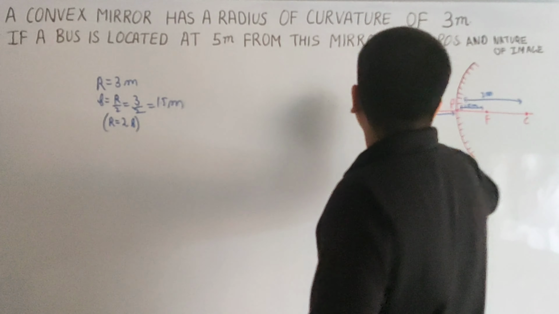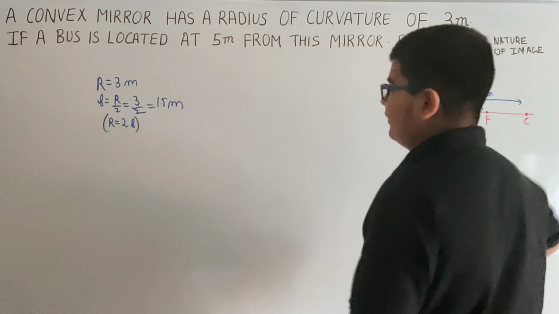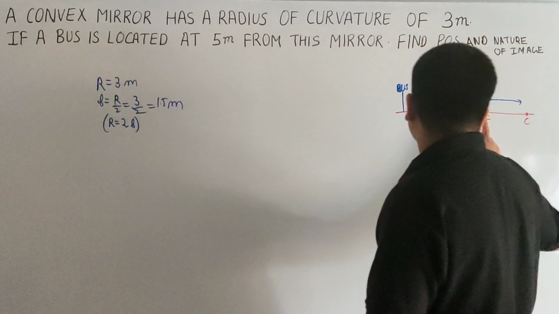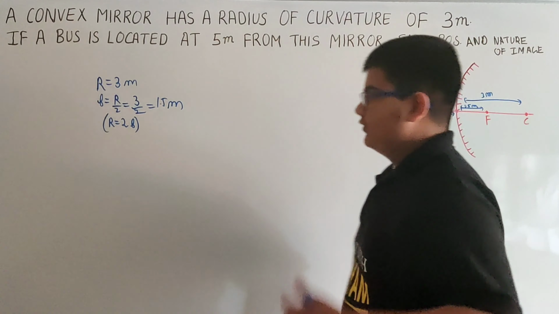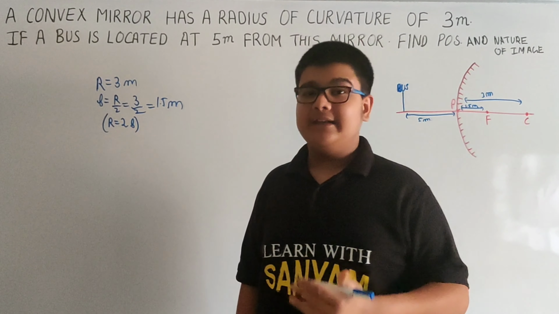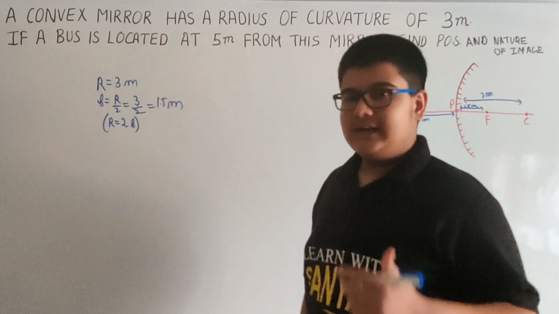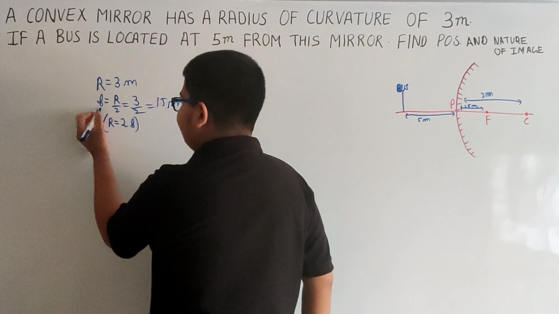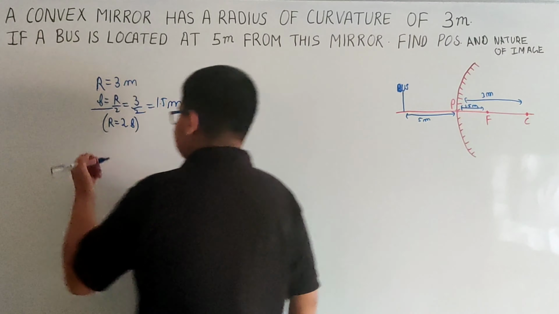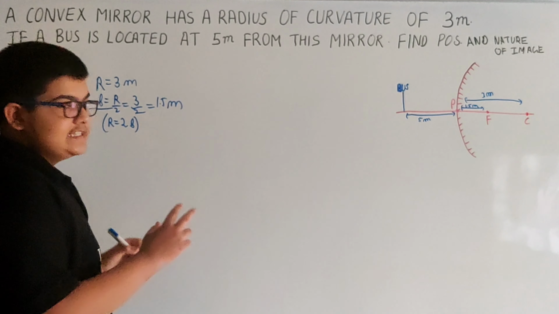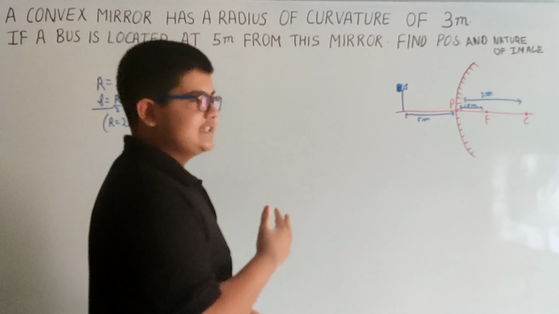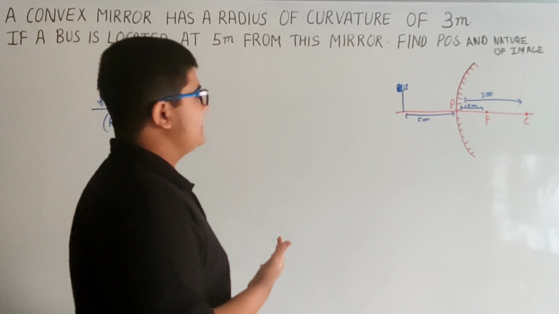Now it is saying that we have to find the position and nature of the image. So first you have to find the distance of the image that is formed from this mirror. For this, we will apply the mirror formula. For the mirror formula we need 3 things. The first is focal length, and we have got the focal length. The second is we need the distance of the object from the pole and the distance of the image from the pole. So we have to find the distance of the image.